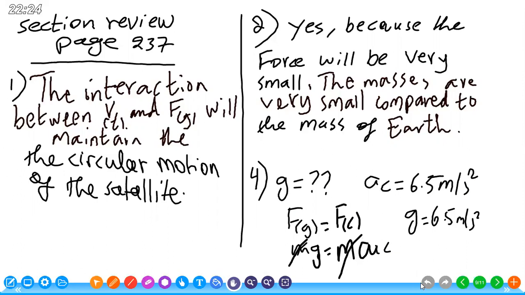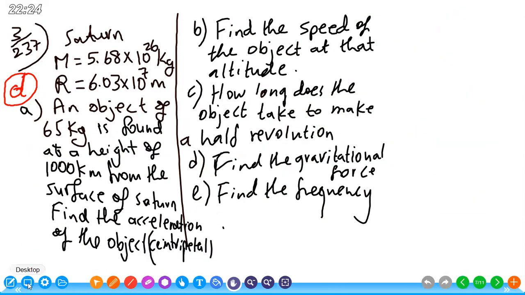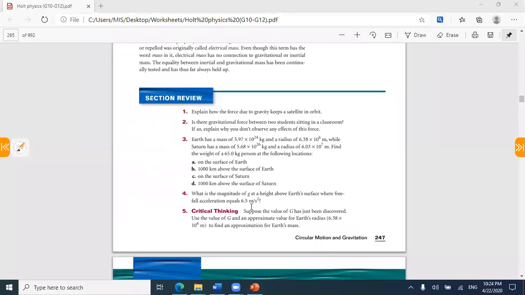Now if we come back to question 3, let me go to question 3. I will change it a little. So Earth has a mass of 5.97 times 10 to the 24 kilograms and a radius, while Saturn has a mass and radius also. Find the weight of a 65 kilogram person at the following locations. Remember, we did it for the Earth. So here, parts A and B, I will skip parts A and B. I will come to C and D for Saturn.